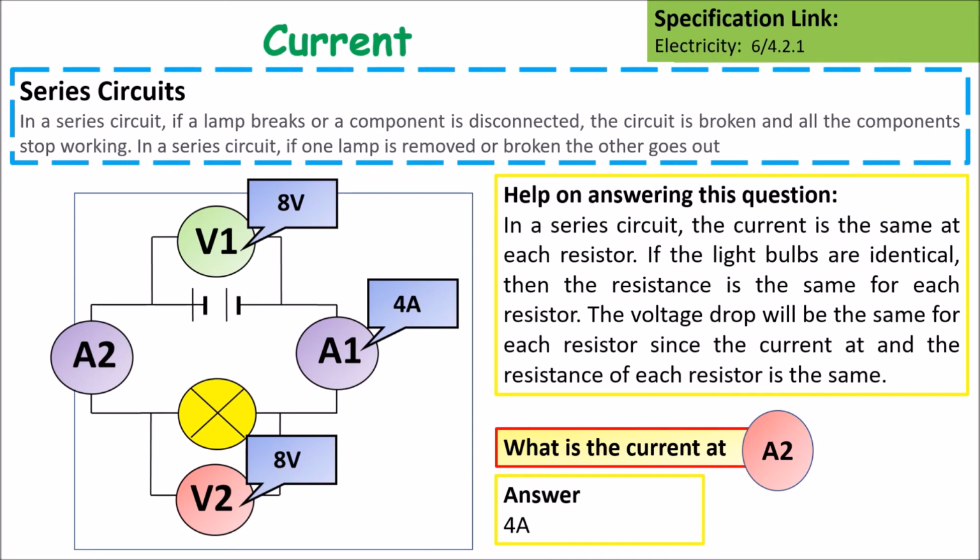If we look at this in practice, if we had a current of 4 amps at ammeter 1, because the current remains the same at all points in the circuit, the current would also be 4 amps at ammeter 2.